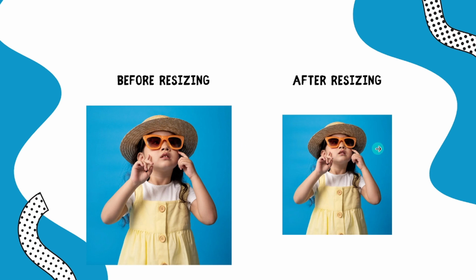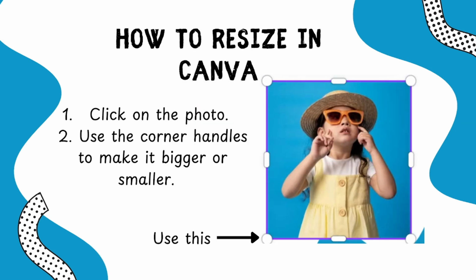So this is what resizing does for you. And if you look at this picture, you can see that it still maintains the brightness and everything. It's not looking squeezed or blurred out. You understand? So now, how do we resize in Canva?